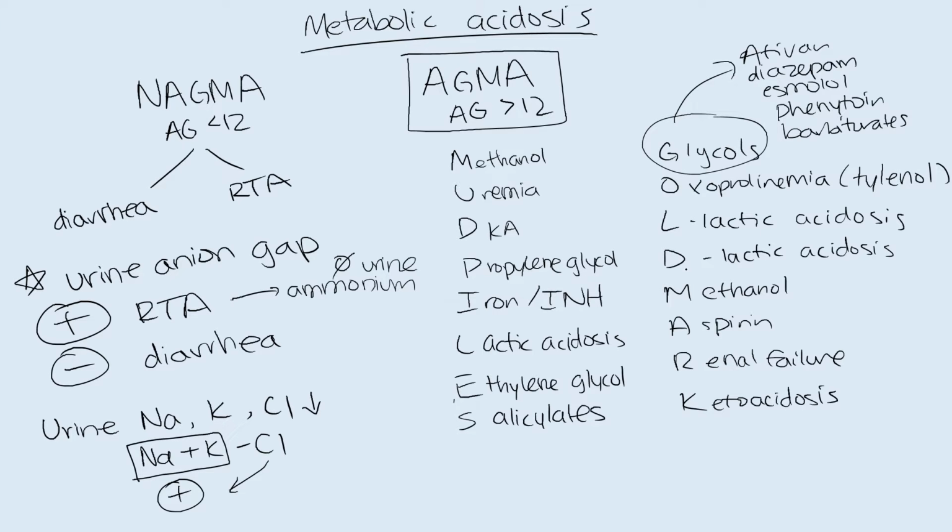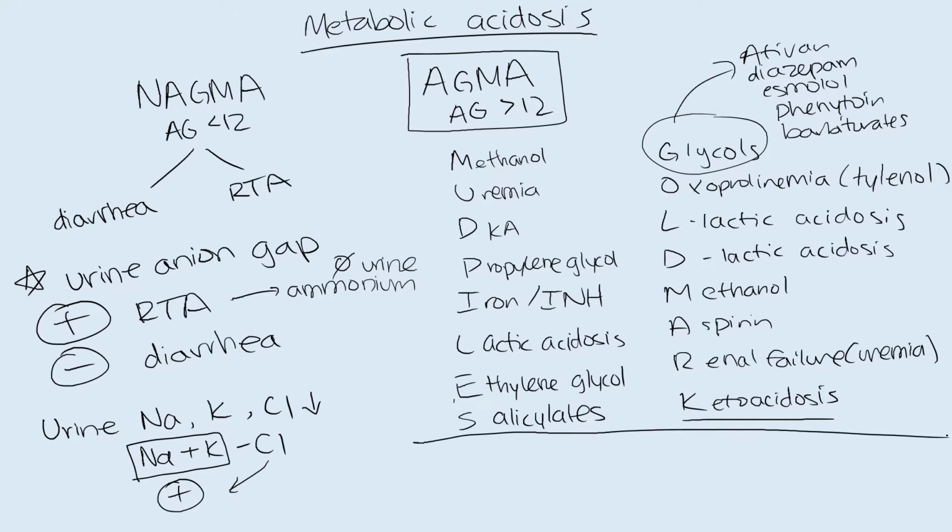We also have methanol in both of them. Aspirin takes over for salicylates here. Renal failure is the uremia here. And then ketoacidosis is a little bit more broad than DKA, so it can also account for alcoholic ketoacidosis and starvation ketoacidosis rather than just DKA.